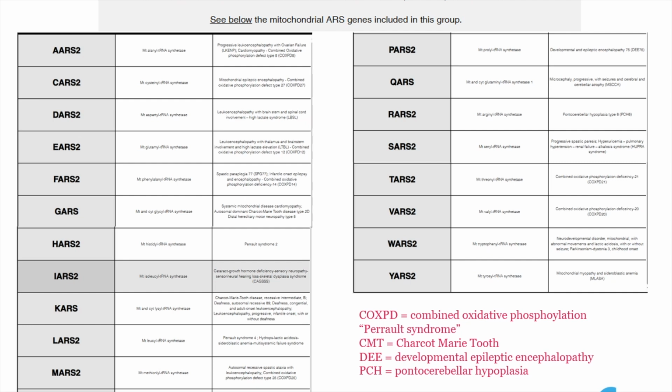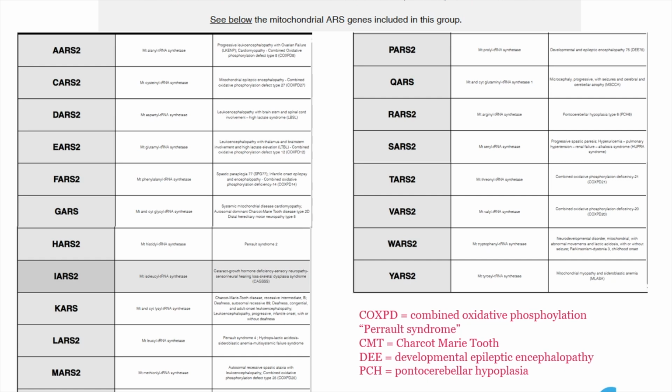This is on the website as well, and this may be too small for you to read, but there's a few things that I want you to know. Some of these are called COX-PD followed by a number, and this stands for combined oxidative phosphorylation. Okay, combined oxidative phosphorylation and the number. And that is the name that was given to the disease, sometimes even before we knew what the gene was responsible for that condition.